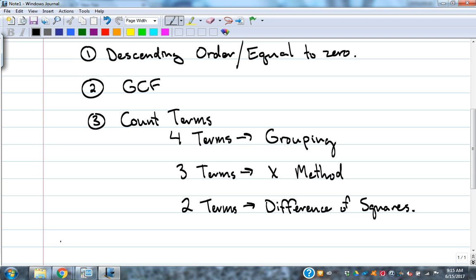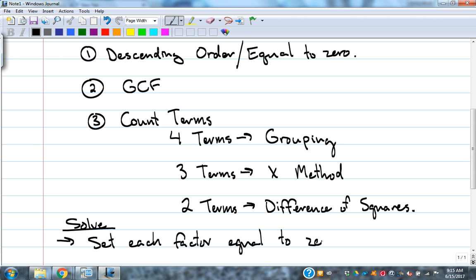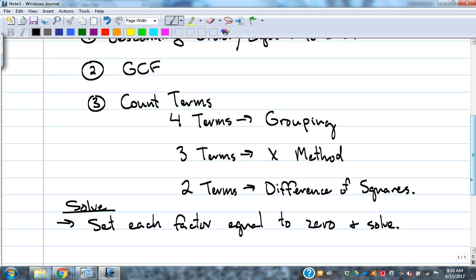The thing with solving, when you get all the factoring done, to solve, you set each factor equal to 0 and solve. That's the solving part. And we're going to see that in some examples really quickly.